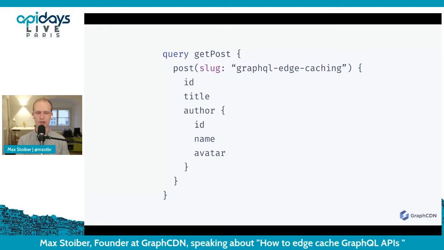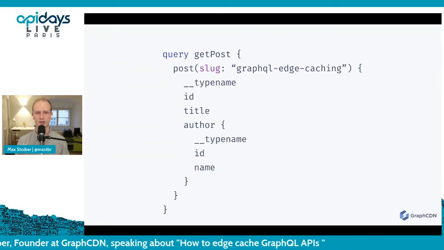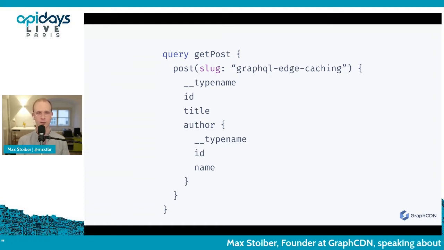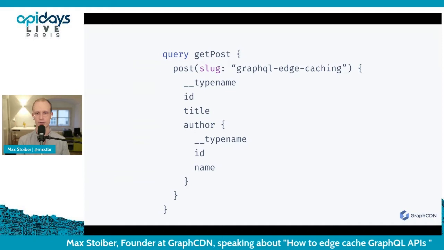And that magic trick is the __typename meta field. Every single object in a GraphQL API exposes this field. And so we can add it to queries even automatically, and we can go, okay, give me the typename of the post field and give me the typename of the author field.